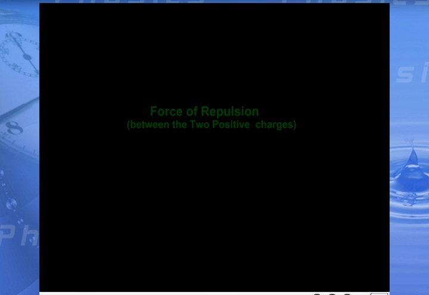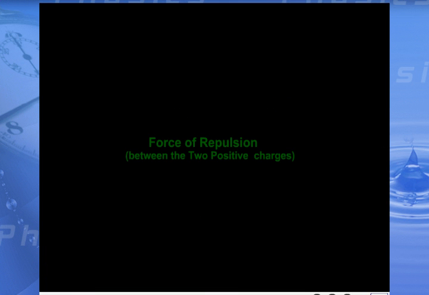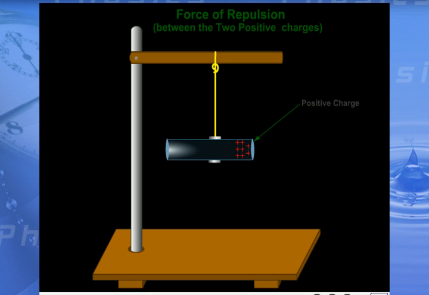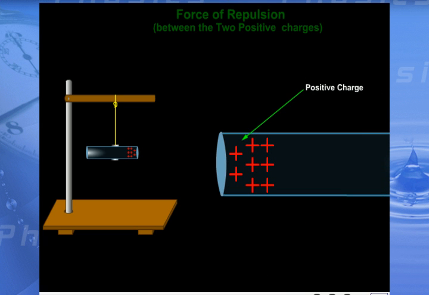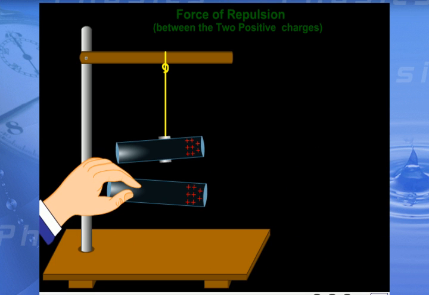Force of repulsion between the two positive charges. Consider a positively charged glass rod suspended by means of a silk thread. Now, another positively charged glass rod is brought near the suspended glass rod. From the animation, we can observe that the ends of the two charged glass rods are repelling each other. This is because both are like charges. We know that like charges always repel each other.